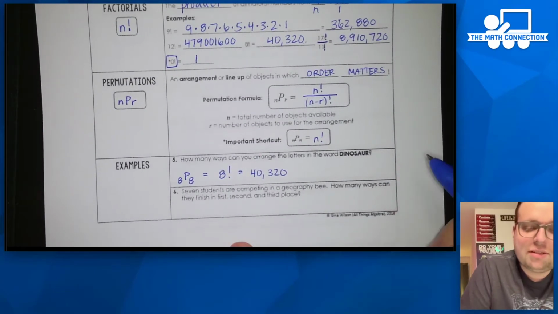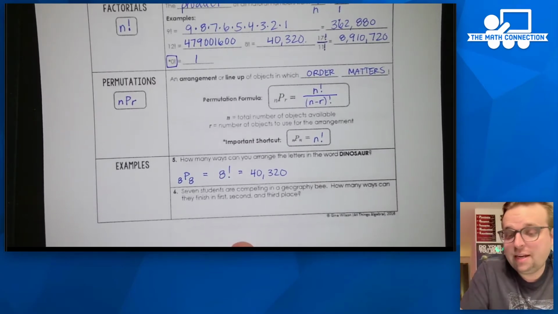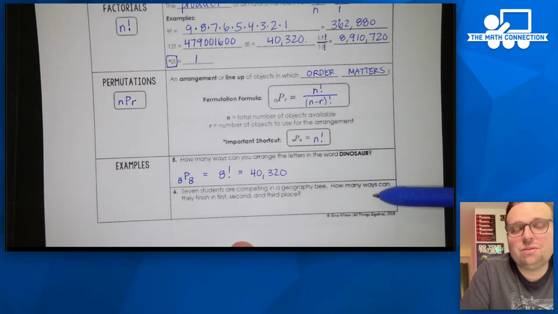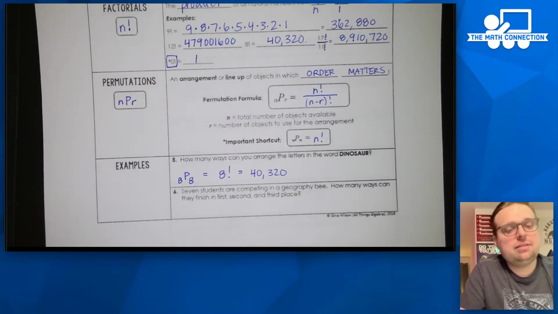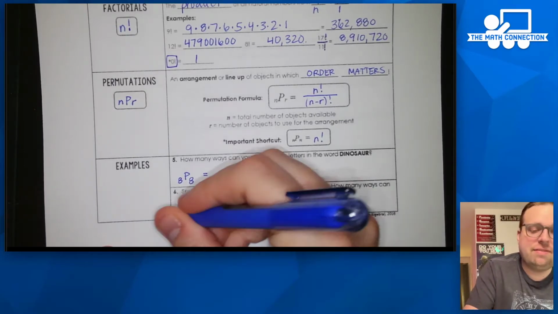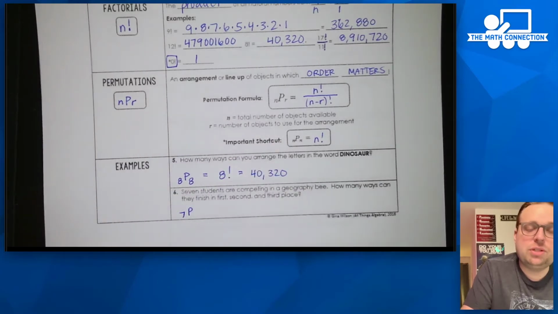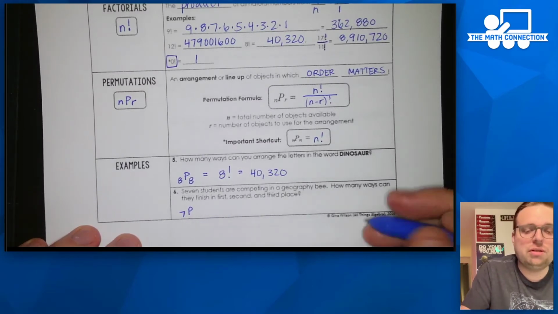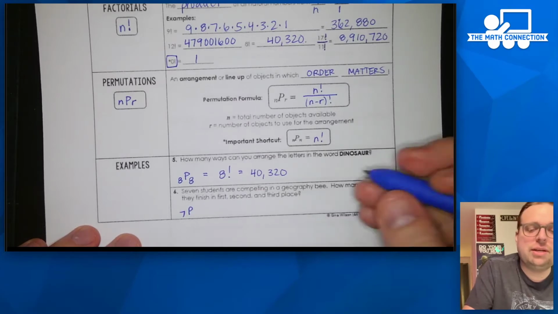Next problem. 7 students are competing in a geography bee. Okay, so there's 7 students competing, and how many ways can they finish in first, second, and third place? So you have to think about this in terms of how many students, or objects, there are, and the number of students is 7, so this will be 7. It's a permutation, and the order matters because once a student has made first place, they're not going to show up again in this arrangement. So that's how I know it's a permutation.